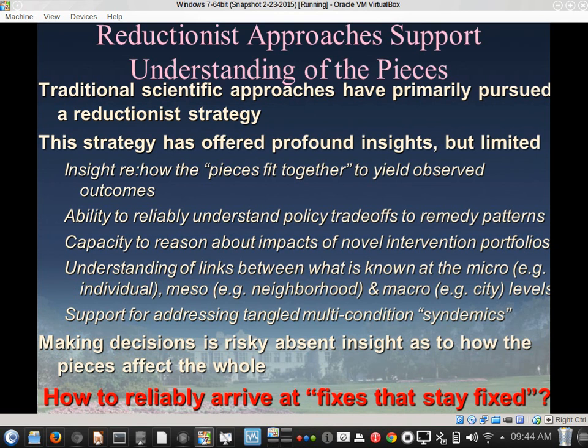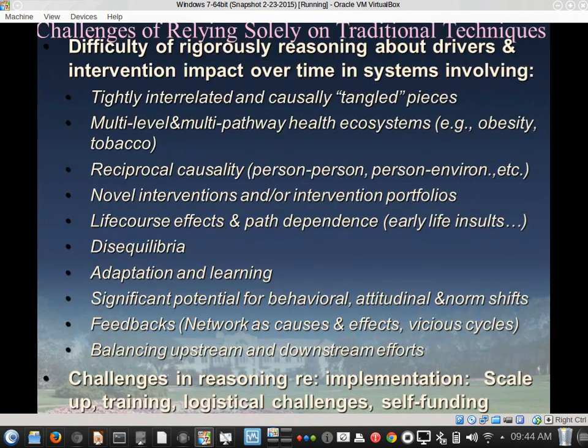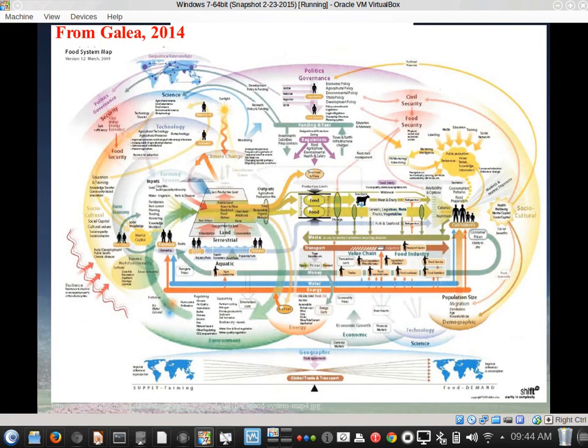So here we're trying to arrive at fixes that stay fixed, investments that continue to pay off, and where we can anticipate the timing of that payoff, so we don't cut them off at the legs before they've yielded benefits. So, we have these challenges, and traditional methods have difficulties in fully allowing us to address them.